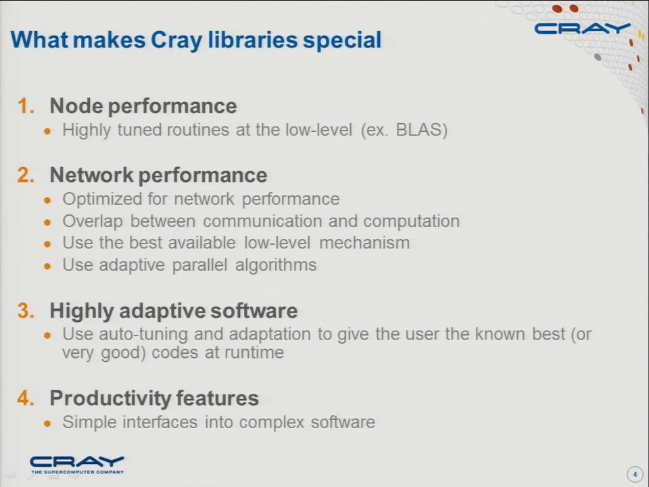Then, of course, we try to have the best performance from the network. On the system we have the Aries network, so we try to get the maximum benefit from it, using low-level mechanisms for optimization and also adapting parallel algorithms to get the best from the network.